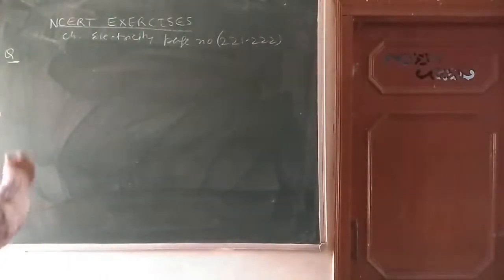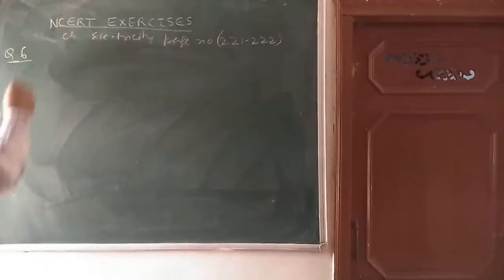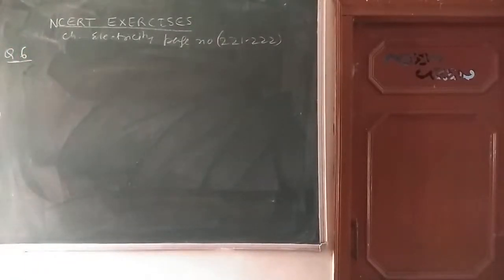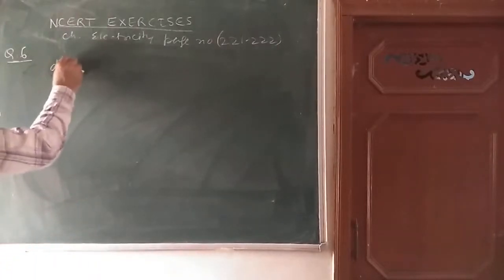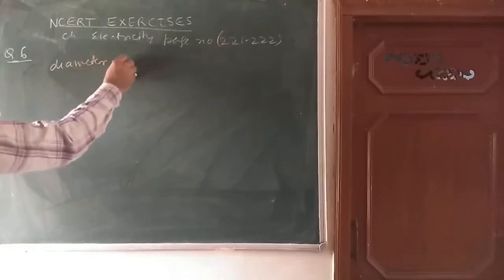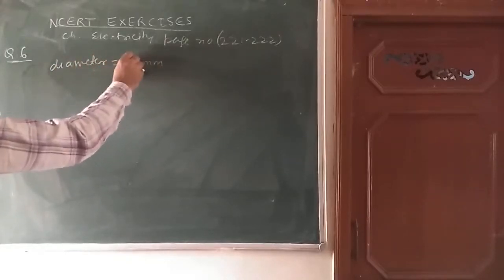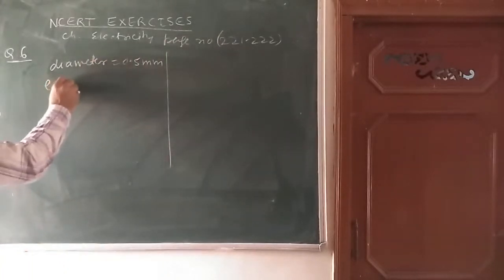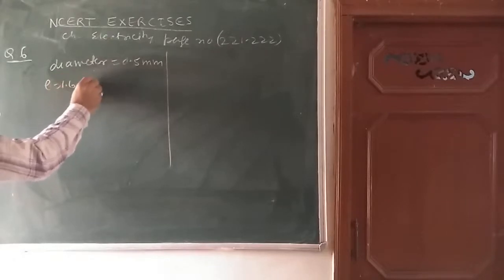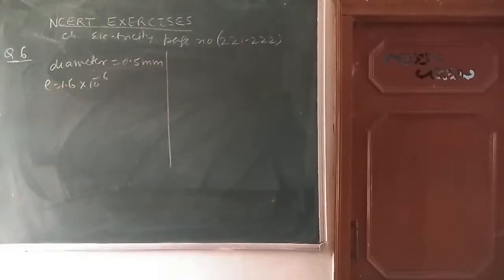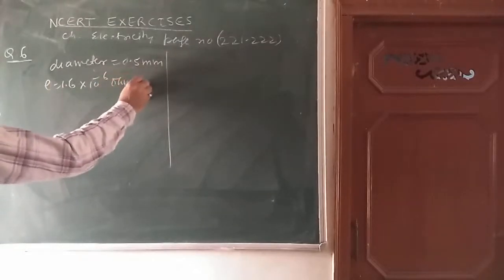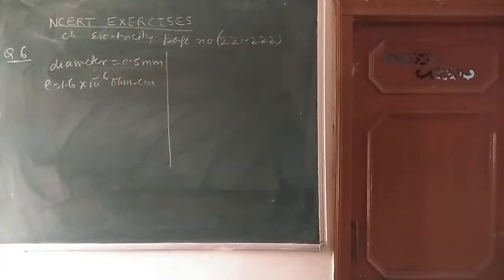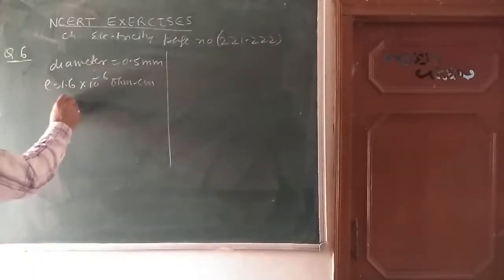See our question number 6 of the same exercise. A copper wire has a diameter of 0.5 mm. Diameter is given, children, that is 0.5 mm. What is given to us? Write first. And resistivity rho, that is 1.6 into 10 raised to power minus 6 ohm into centimeter. How much of this wire would be required to make a 10 ohm coil?